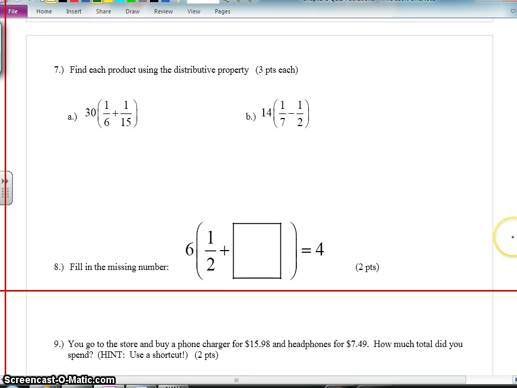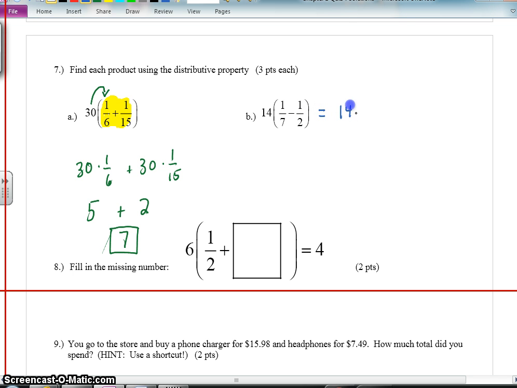Okay, now number 7. Find each product using the distributive property. We did a couple of these in the opener. So I'm going to do 30 times a sixth plus 30 times 1/15. Much easier to do that than to try to add these two fractions. 30 times a sixth, so that's 1/6 of 30. It's the same as 30 divided by 6. That could be 5. And then we have 1/15 of 30. That's 2. 5 plus 2 is 7. Look at how easy that is if we use the distributive property.